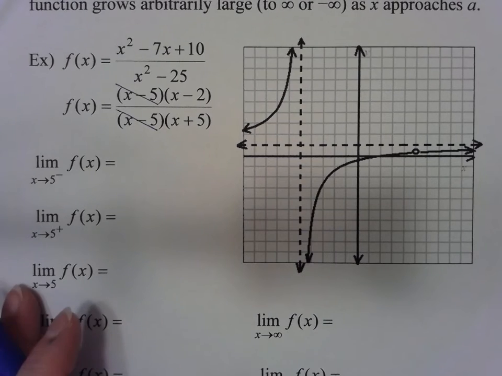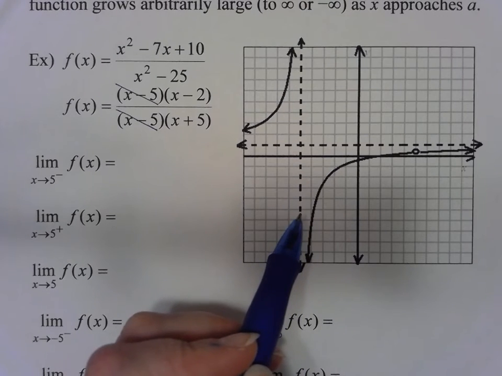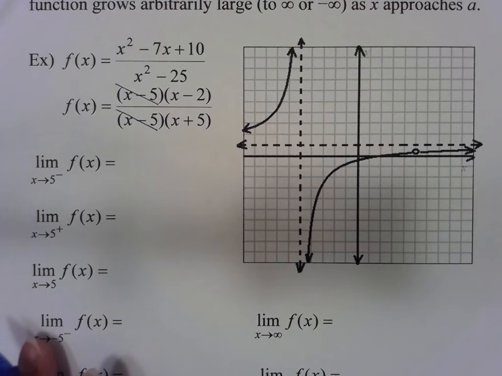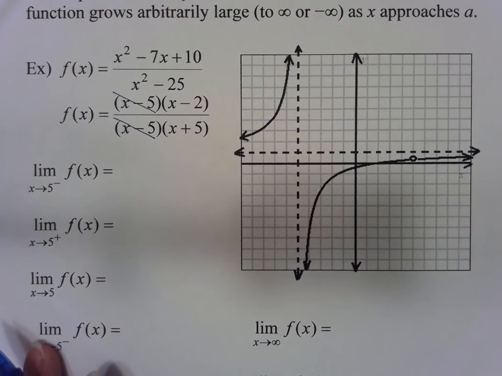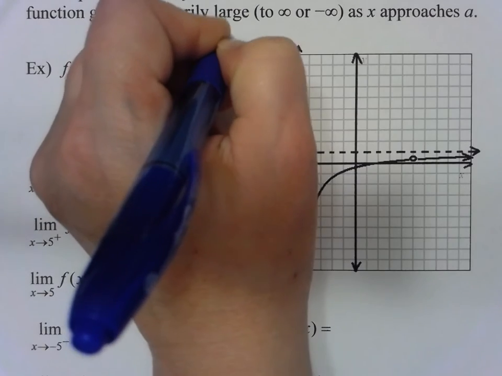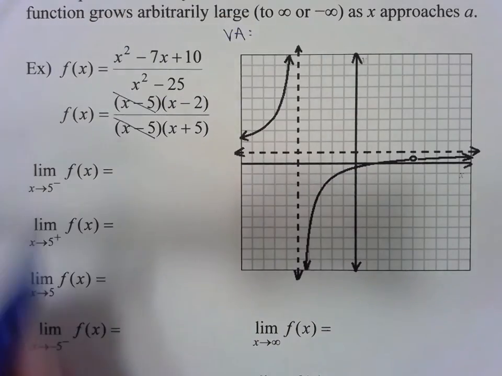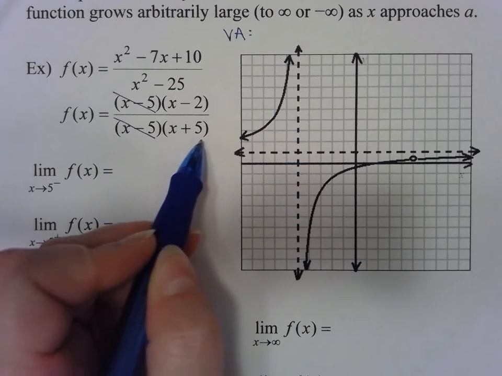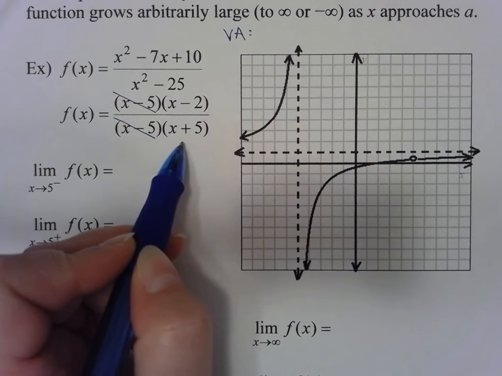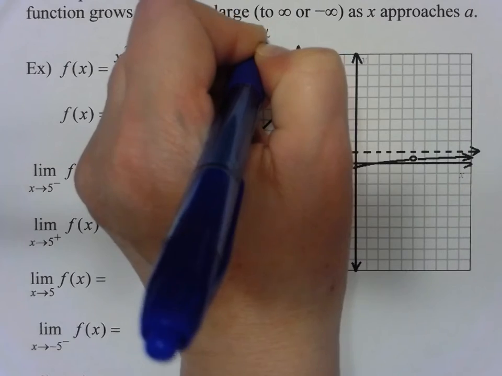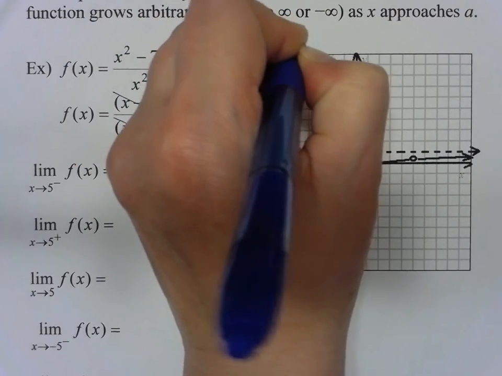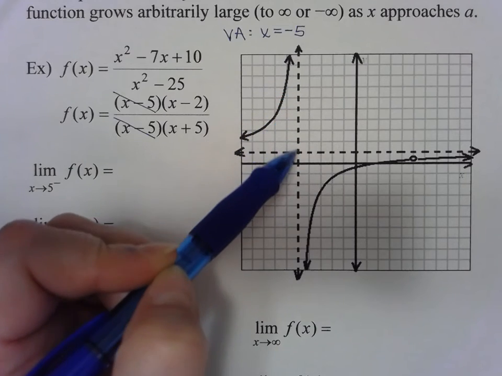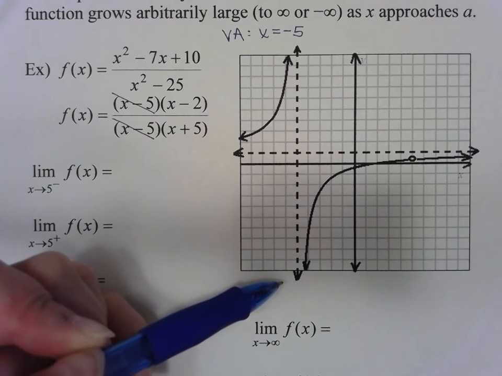Okay, so let's just talk about where the graph comes from one more time as a reminder. So the vertical asymptote: we're going to cancel and reduce and then set the denominator equal to 0. So that's going to be x equals negative 5. I already have this printed here, but we could draw in that dotted line.